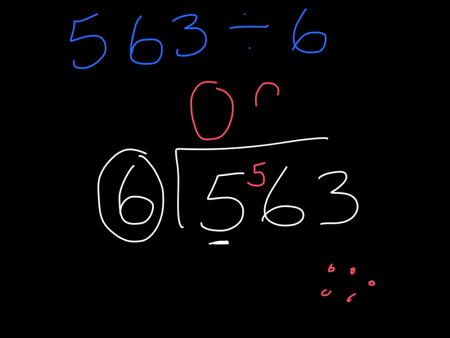Well, I know that 9 times 6 is 54, which will leave me with 2 left over. And then how many 6's are in 23? 3 6s are 18, which leaves me with remainder 5.